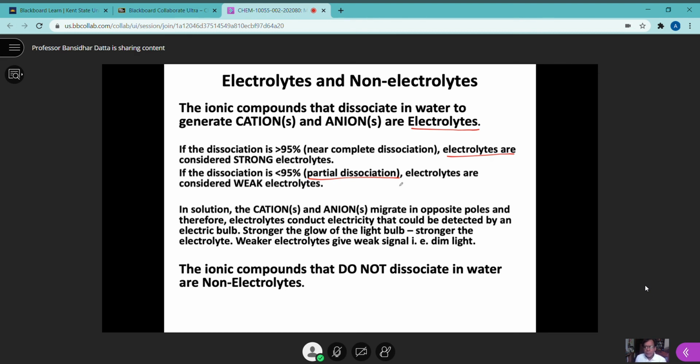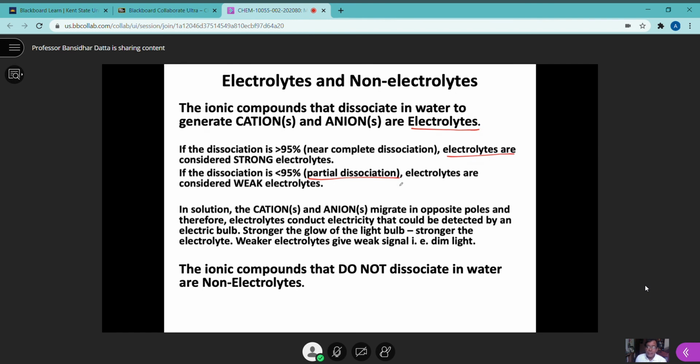How? You take a beaker, a container, put the electrolyte, the ionic compound, and dissolve it in water, for example, and add two electrodes, a positive electrode and a negative electrode. The battery has a positive side and a negative side, very similar. The electrodes are connected with a light bulb. When you add the electrolyte in the water, it dissociates into cations and anions. The cation will migrate towards the negative pole, the cathode, and the anion will migrate to the anode, the positive pole.